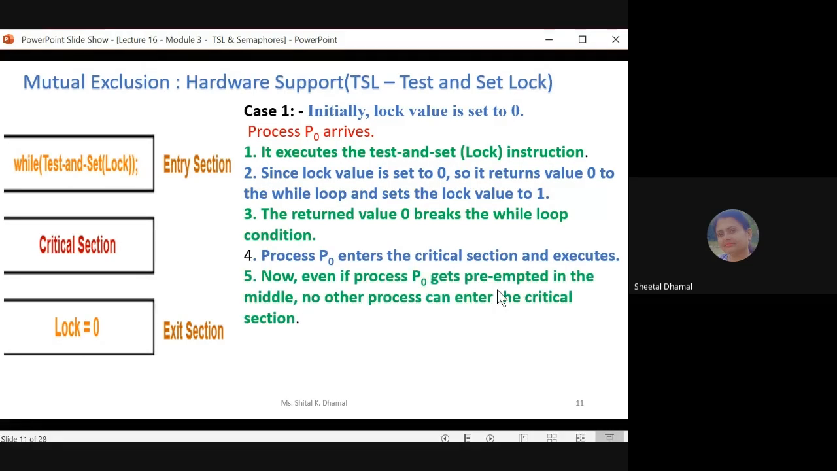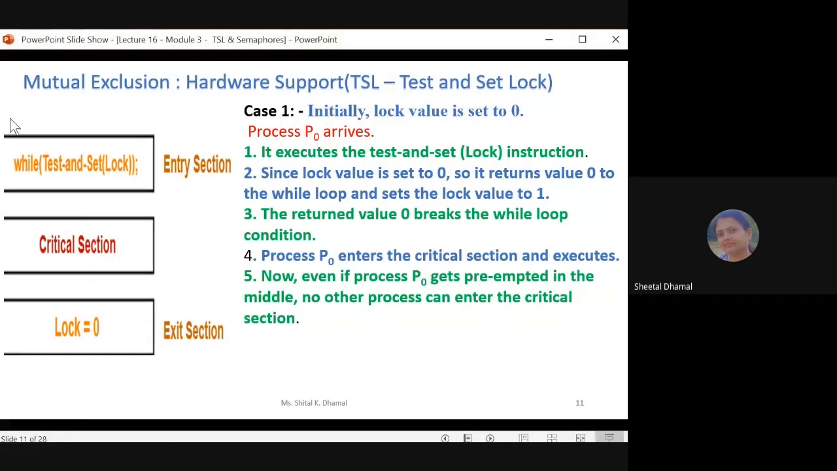Okay. After that, if process P0 gets preempted in the middle, means now let us consider that process P0 is utilizing the CPU time, it is executing, and now it requires an input output operation, that is, suppose it wants to read data from a file saved on the secondary disk or on the hard disk. So in that case, process P0 will get preempted from the run state and will enter the wait and block state.